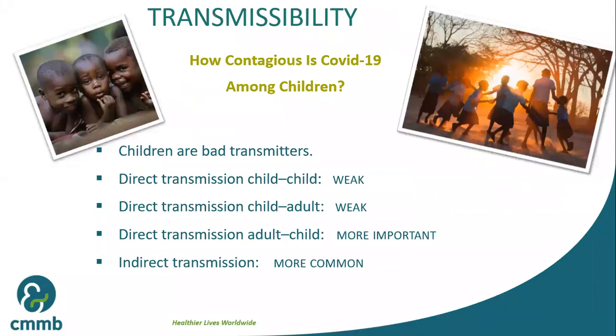We often ask ourselves, how contagious is COVID-19 among children? It has been proven that children are bad transmitters of COVID-19. The theories are maybe because of the less severe manifestation, and also because of the viral interference in children. So direct transmission child to child or child to adult has been proven to be weak, and the most common way of transmission in children is by indirect transmission.